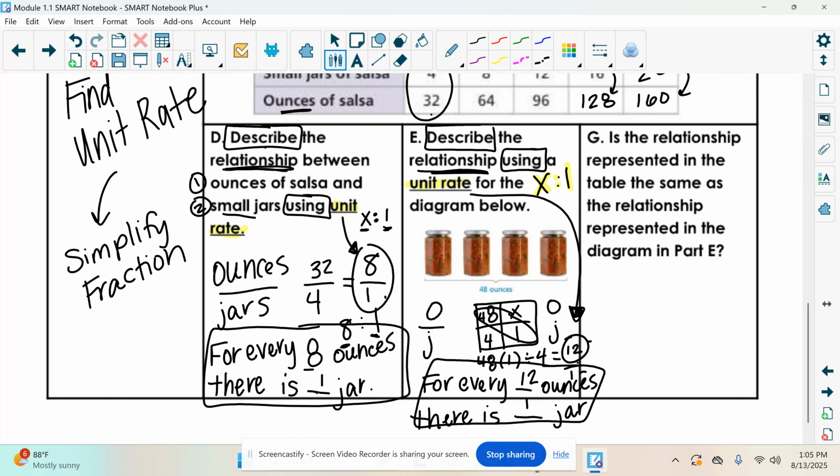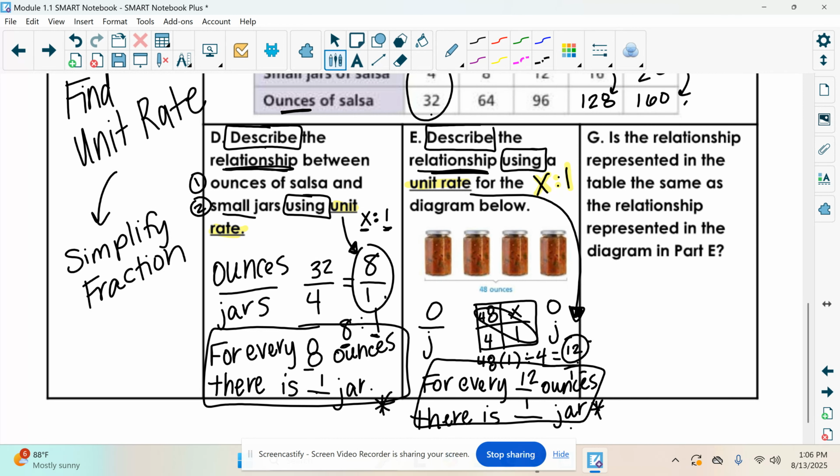Look at part G. It's asking, is the relationship represented in the table the same as the one represented in the diagram? Is this answer and this answer the same? This answer and this answer, are they the same? We got 8 and we got 12. Are those the same?